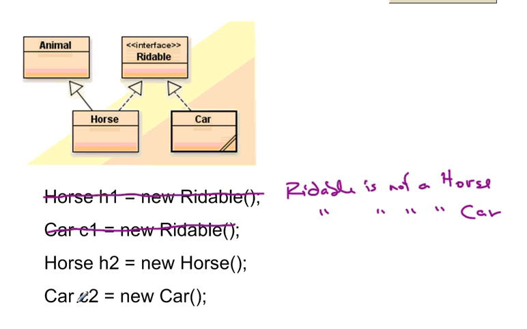These last two are the way we've always learned to do these. Horse h2 equals new Horse, that's good. And Car c2 equals new Car, that's good. We can create objects that way because these are neither interfaces nor abstract.